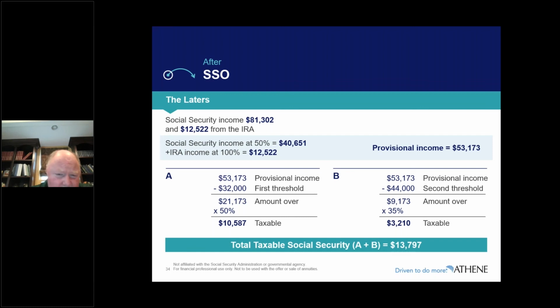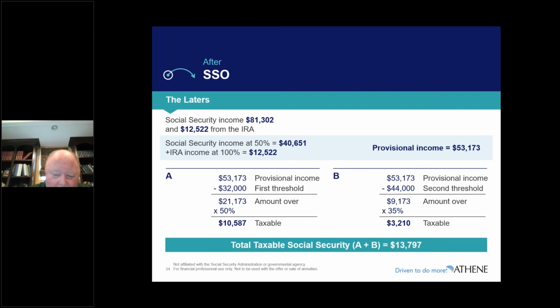So again, following the same process, anything over the first threshold is counted at 50%. Here you go. And anything over the second threshold at 35, add those together, $13,797. So we've got 32% more Social Security income, and we've got about $9,000 less taxable Social Security income.